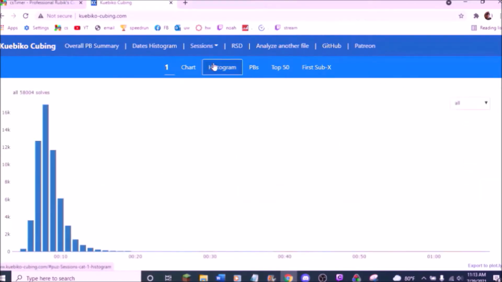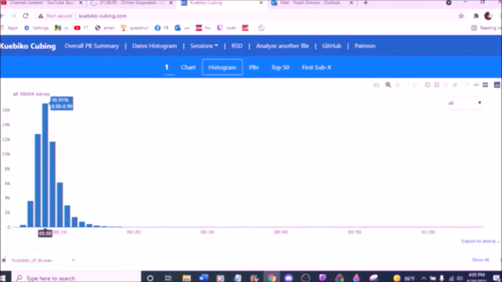The histogram shows the frequency of each length of solve, such as the number of 8s, number of 7s, etc. Obviously, the number of 8s is the highest. The most surprising fact was that I got more 7s than 9s. Here are the number of 6s, 5s, and 4s.